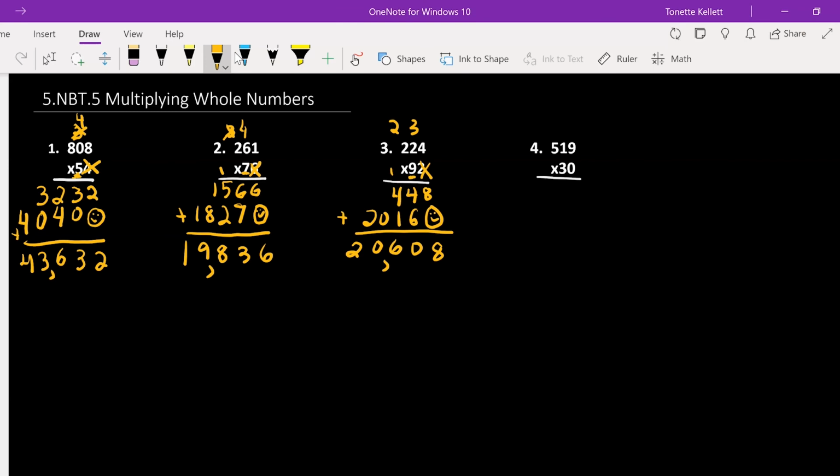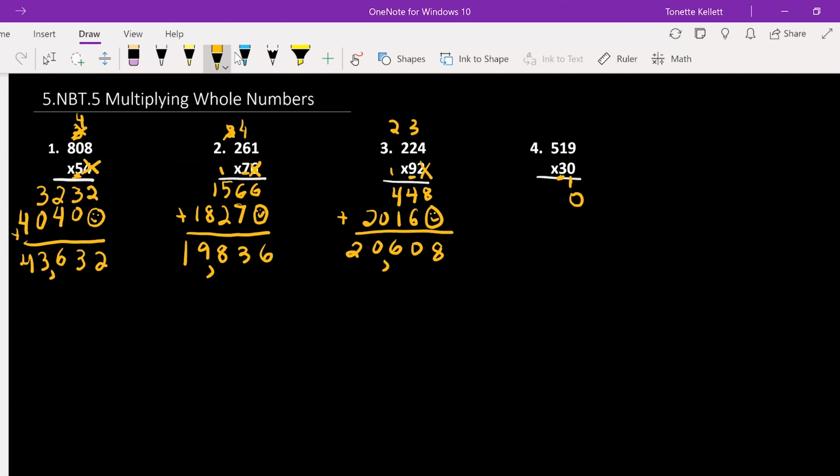The last one is a little different. Notice the ones place has a 0. Anytime the ones place has a 0, you can drop that 0 down as a placeholder and start multiplying with the tens place. So I've dropped my 0 down, and now I'm ready to multiply with the tens place.